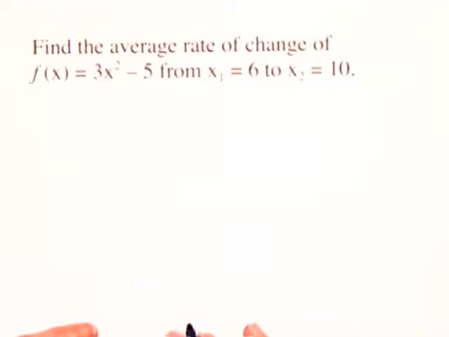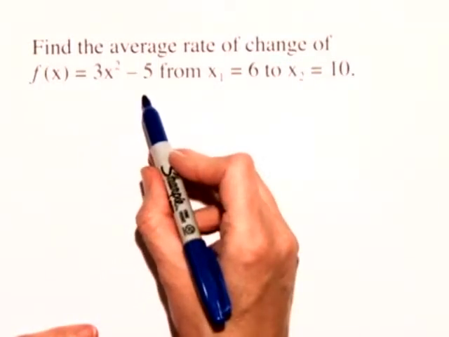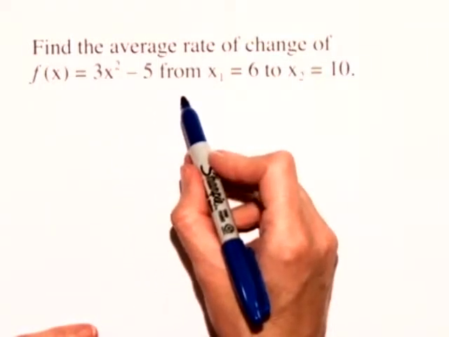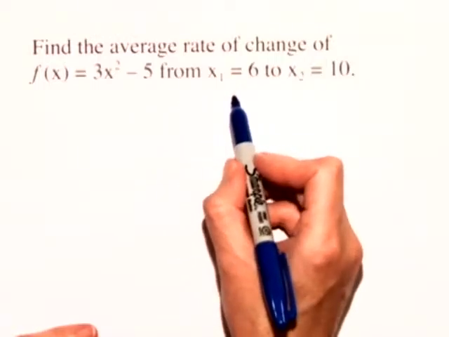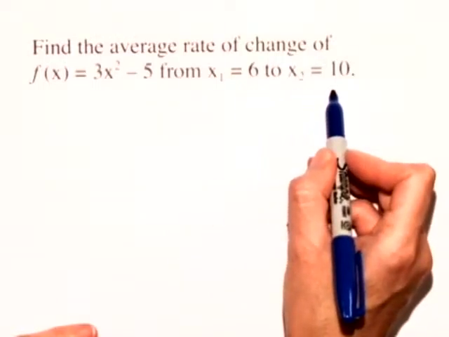For this problem, we're asked to find the average rate of change. We have f of x is equal to 3x squared minus 5, and we'd like to find the average rate of change from x1 equals 6 to x2 equals 10.